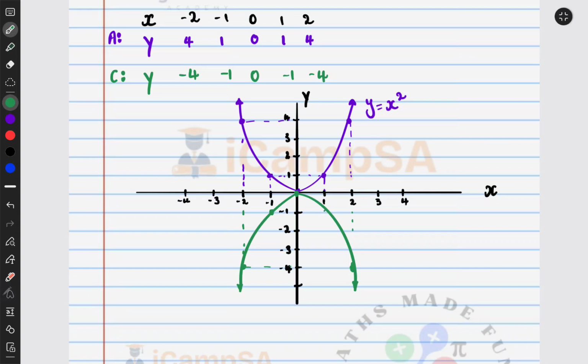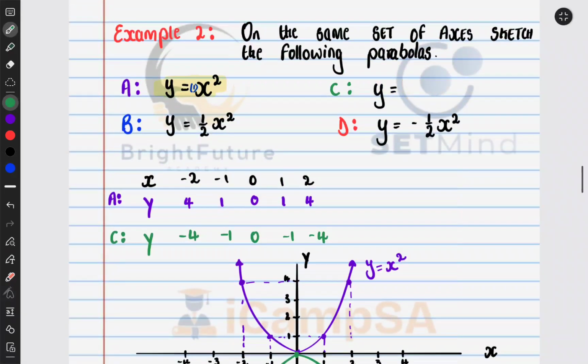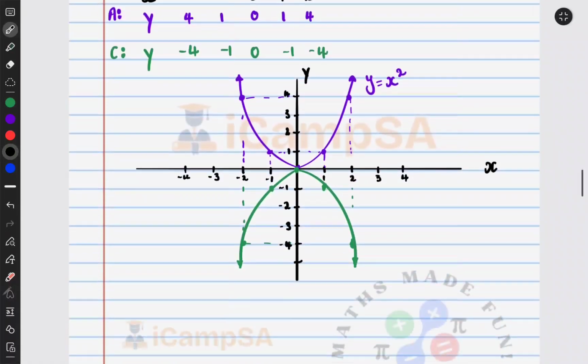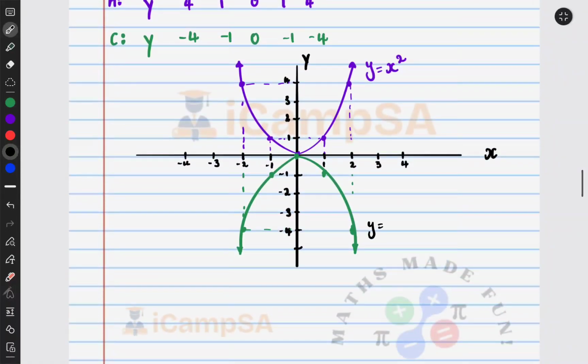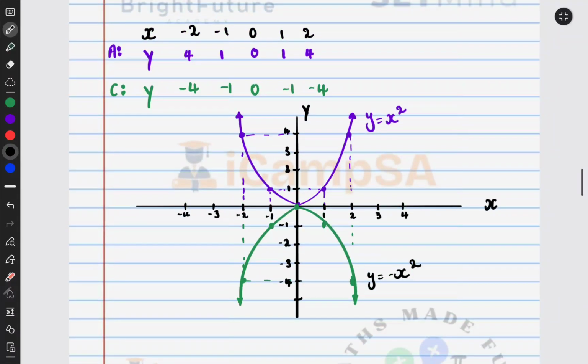We have these points here, and this function is the function for c, which was y is equal to negative x squared. So you see what has happened. We have changed a. Here a was 1, and here a is negative 1. So they have the same value of 1, it's just that it's a different sign.